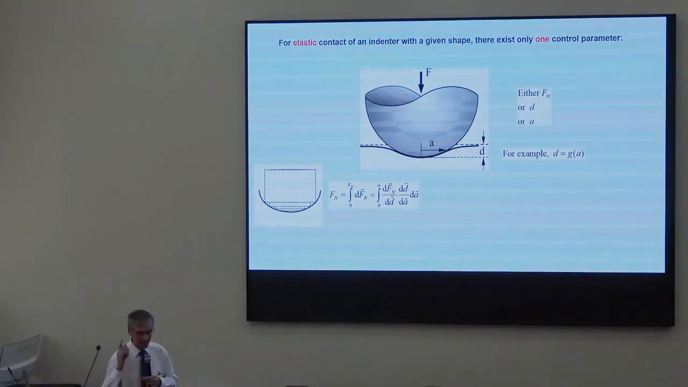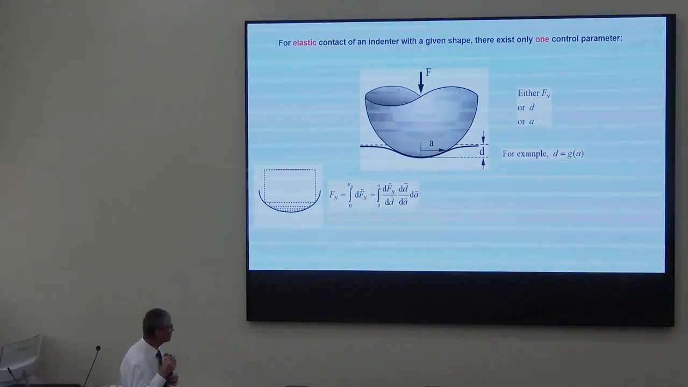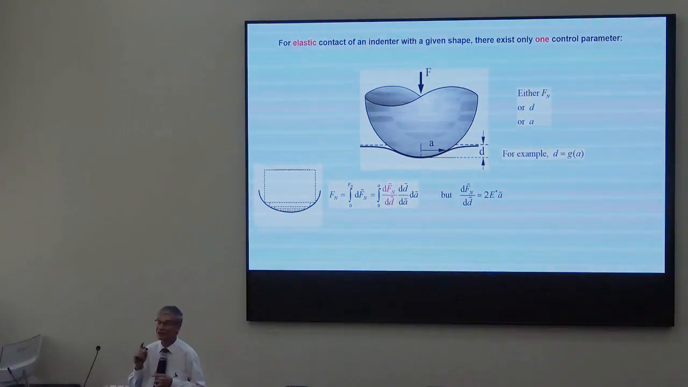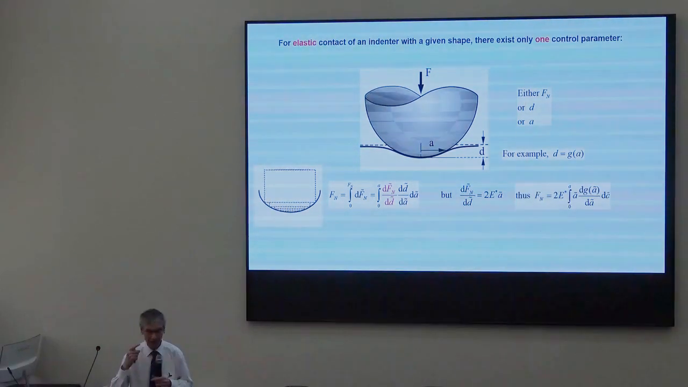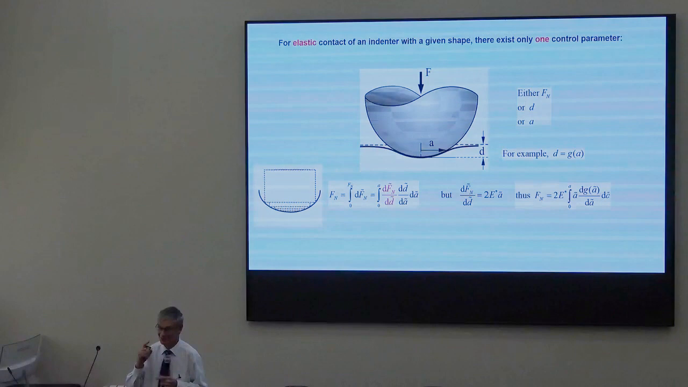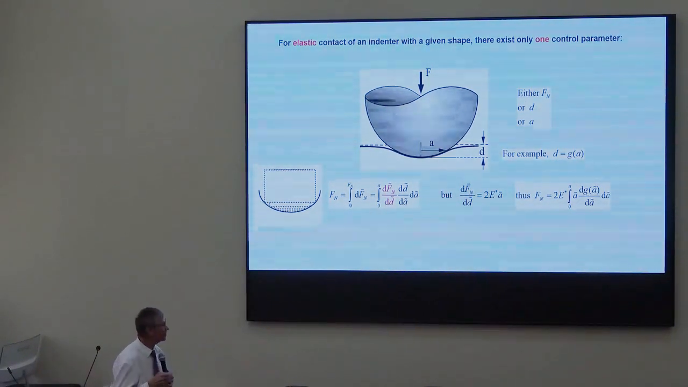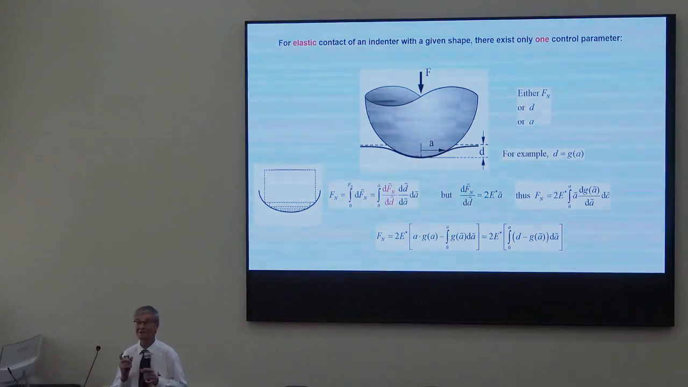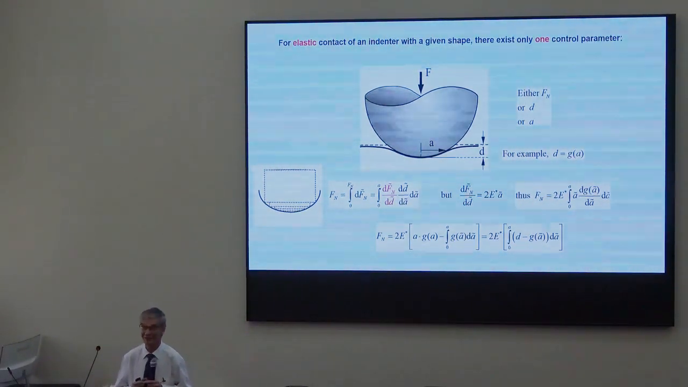Then we remember the derivative of the normal force by the indentation depth standing there in the integral is nothing but the contact stiffness of a flat-ended punch, which is known. And finally, we remember that d is equal to g of a, and we come to this equation. Integrating by parts gives the standard equation of the method of dimensionality reduction.